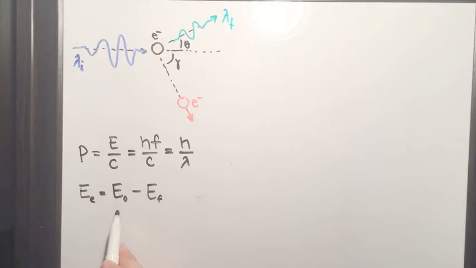And as we can recall from up here, this relationship that we have for energy, this is equal to hc over lambda initial minus hc over lambda final.